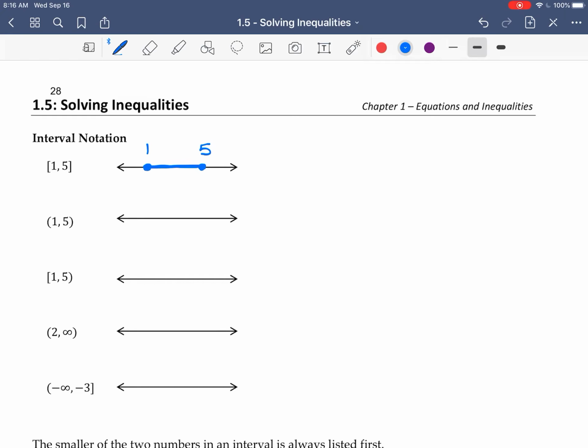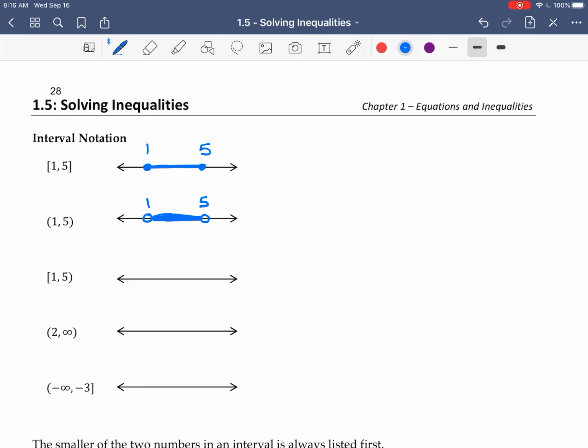The next interval does not include the endpoints, so what we do is we just put an open circle. But everything in between is filled in. The open circle indicates that that point is not in the interval. I'm going to skip 1 to 5, for you to try that one.